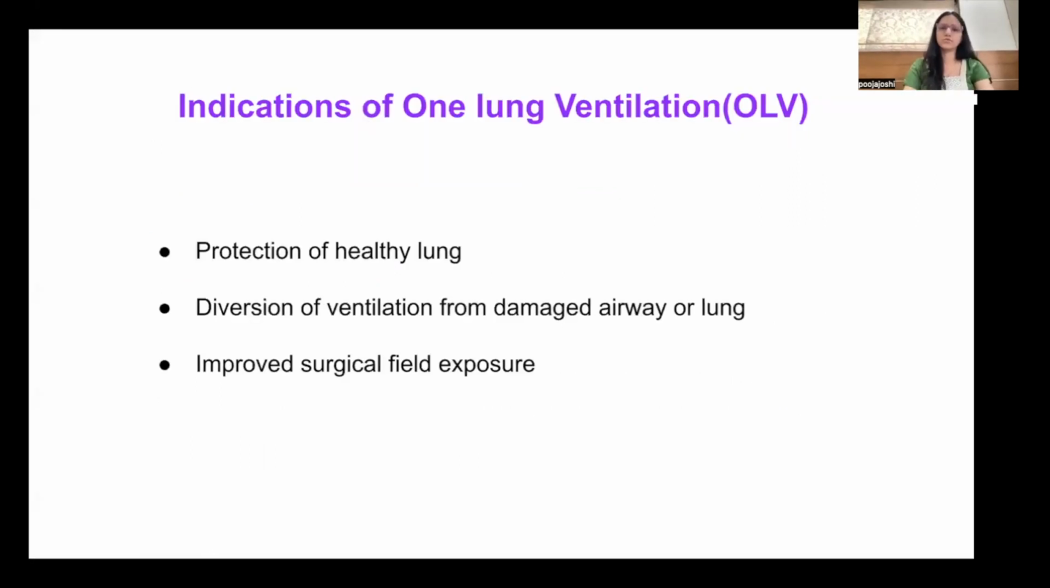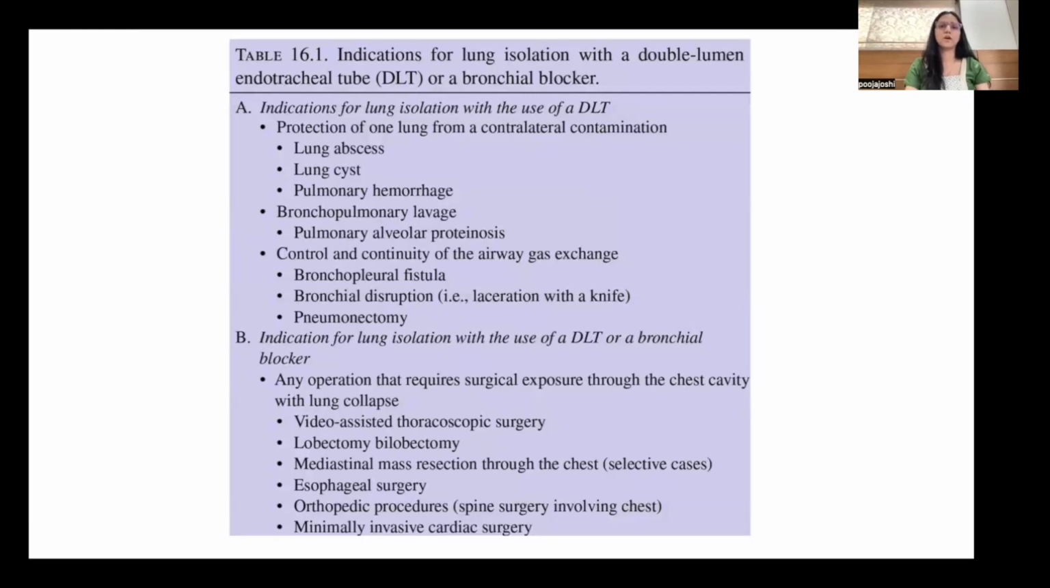What are the indications of one lung ventilation? Protection of the healthy lung, diversion of the ventilation from a damaged airway or damaged lung, and improved surgical field exposure. The indications for lung isolation where the use of a double lumen tube is mandatory are protection of the lung from contralateral lung contamination in case of lung abscess, lung cyst, pulmonary hemorrhages, and control and continuity of the airway or gas exchange in case of bronchial disruption, pneumonectomy, and bronchopleural fistula.